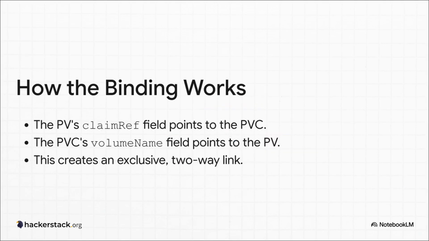So how does this actually work under the hood? Well, it's this really elegant two-way handshake. The persistent volume, the dish, gets a little note on it that points back to the claim that ordered it. And at the exact same time, the claim gets updated with the name of the volume it successfully got. This two-way link locks them together.